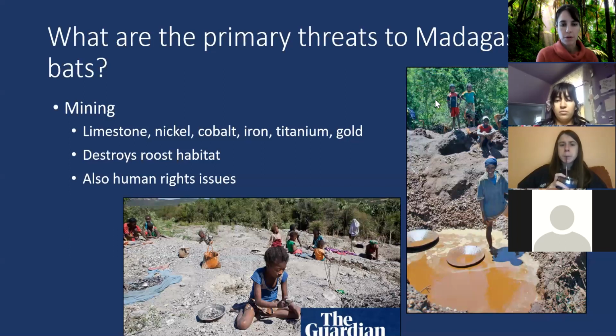The biggest problem is a human rights issue. Like the study was done by The Guardian a couple of years ago and found that most of the miners in Madagascar are children under the age of 10. So that's really tough to think about.